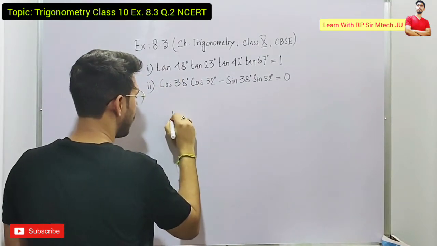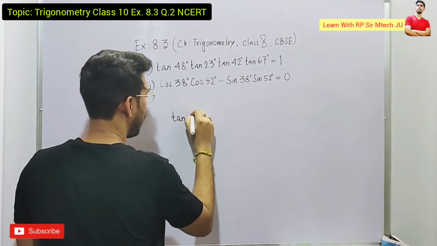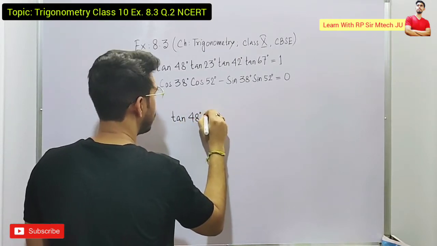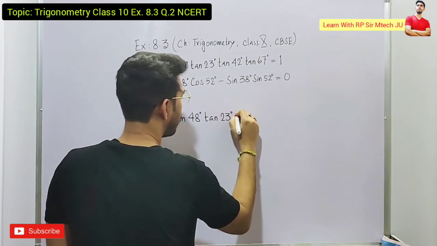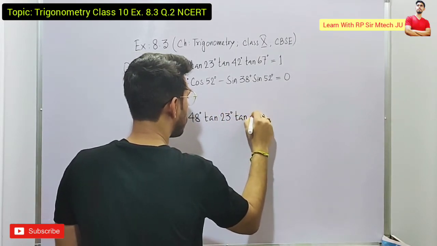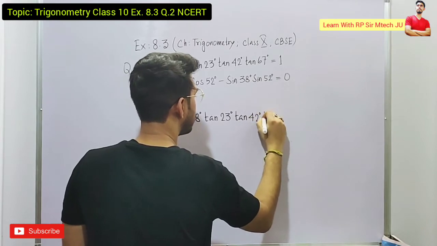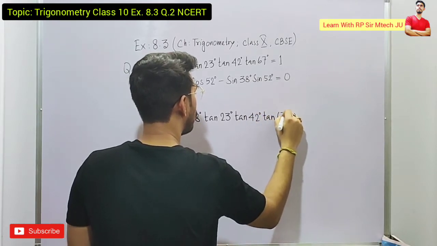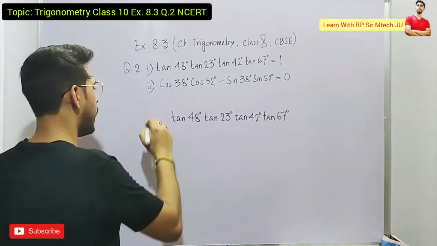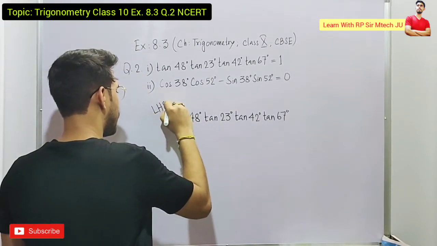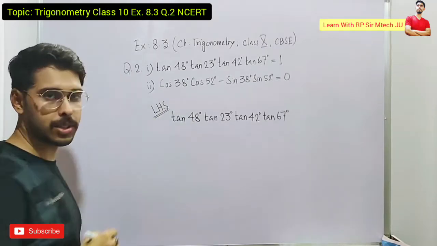So we have tan 48, tan 23, tan 42 and tan 67. We have to prove if the total value is giving us 1. So let us do the LHS part and let us see if we are getting 1 so that we can compare it with the RHS.